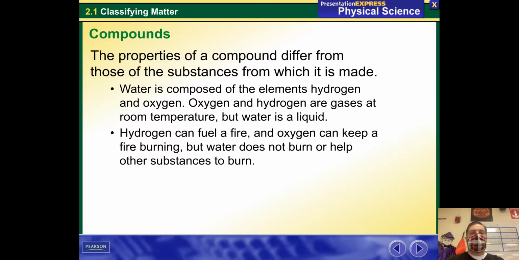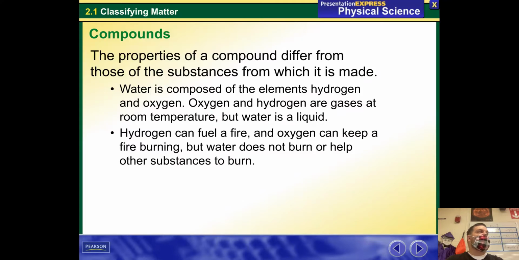And so the properties of a compound differ from those of the substances from which they are made. So water is composed of the elements hydrogen and oxygen. Oxygen and hydrogen are gases at room temperature, but water is a liquid at room temperature. Hydrogen can be fuel for a fire. Oxygen can keep a fire burning, but water does not burn or help other substances to burn.